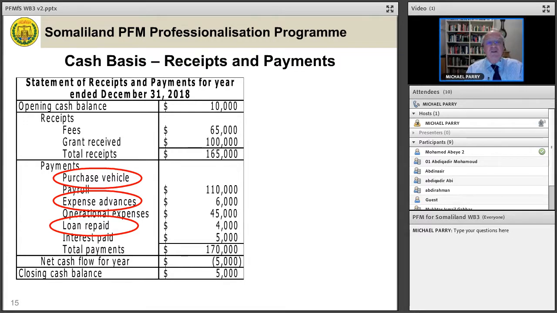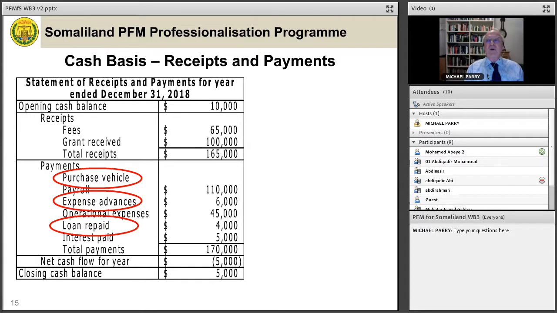You then put your receipts, your fees, and your grant received. Notice you put the cash amount received, not the amount you invoice. This isn't accrual, just the cash amount you receive. Your payments. Well, you didn't actually purchase the vehicle, well, you did purchase it, but you didn't pay for it in the period, so there's no cash flow in the period, so there's nothing against vehicle purchase. Payroll, expense advances, this is just the amount advanced in the period, not the amount that people submitted their returns for, it's the amount advanced. Operating expenses, again, the amount of cash paid.